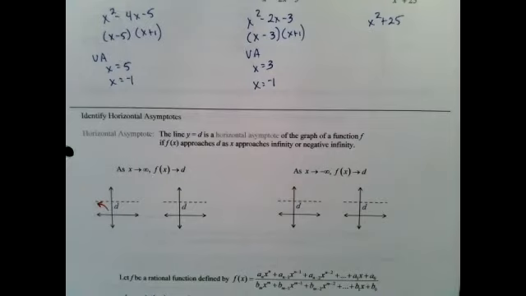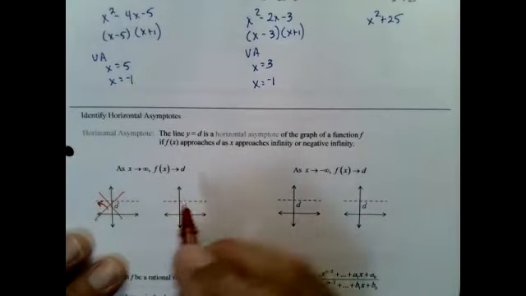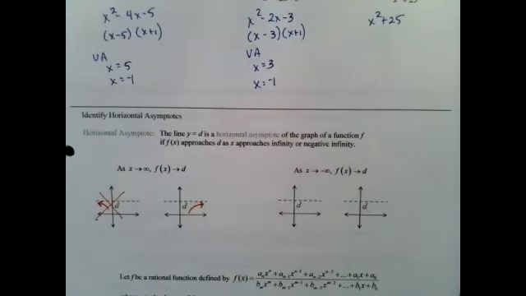Not sure why there's two graphs there. Well, because I screwed up the first one. As x goes to positive infinity, I'm sorry. Someone was just about to ask me that question, weren't they?